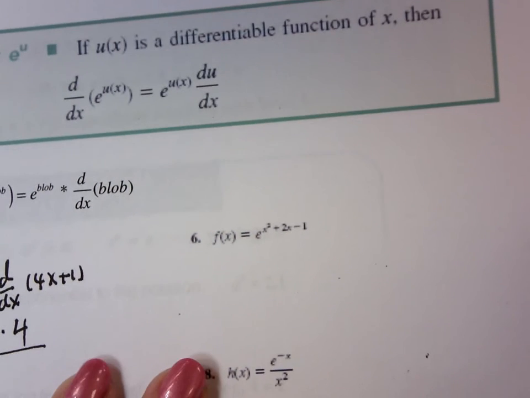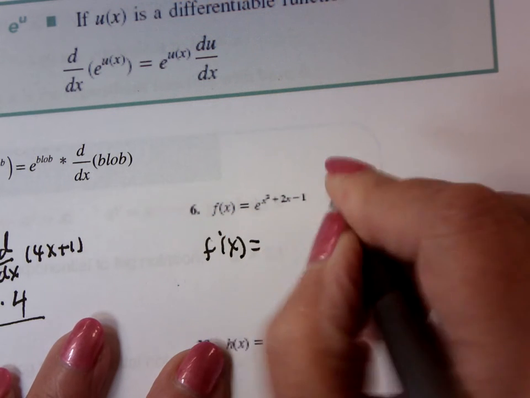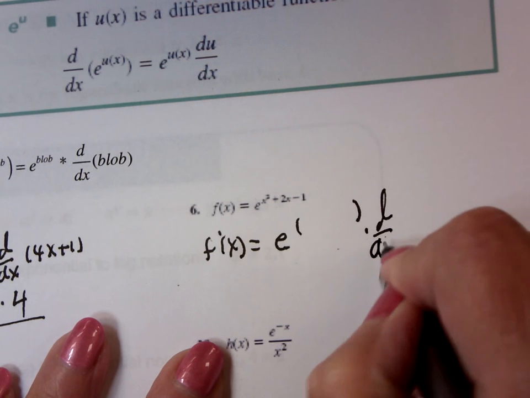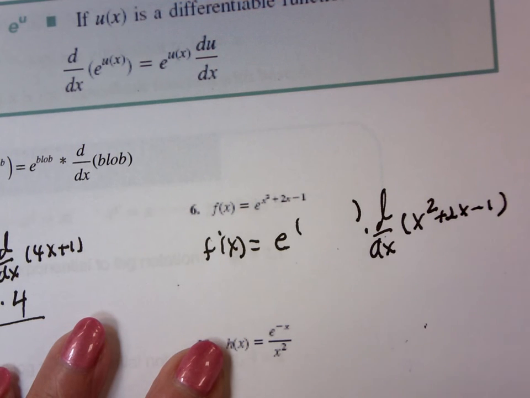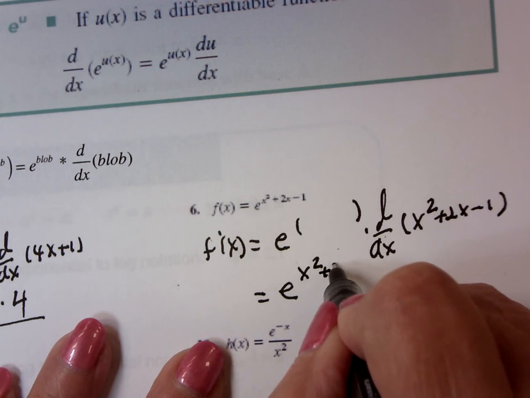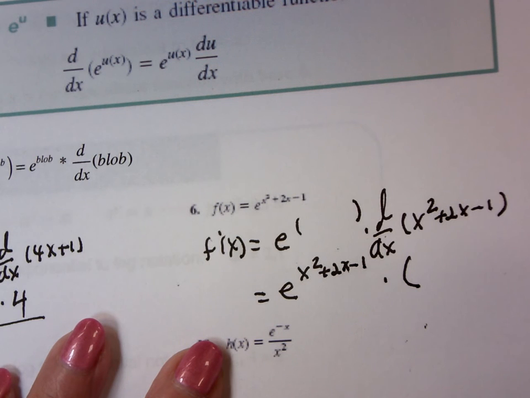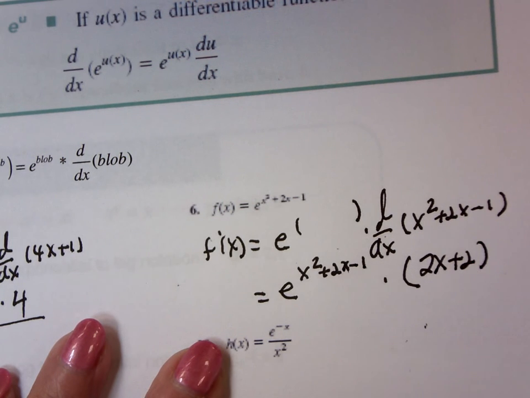What is the derivative of this guy? Well, f prime of x is e to the blob times the derivative of the blob. So it's e to the blob times the derivative of x squared plus 2x minus 1, which is 2x plus 2. And then you can factor out a 2 if you want, that kind of thing.